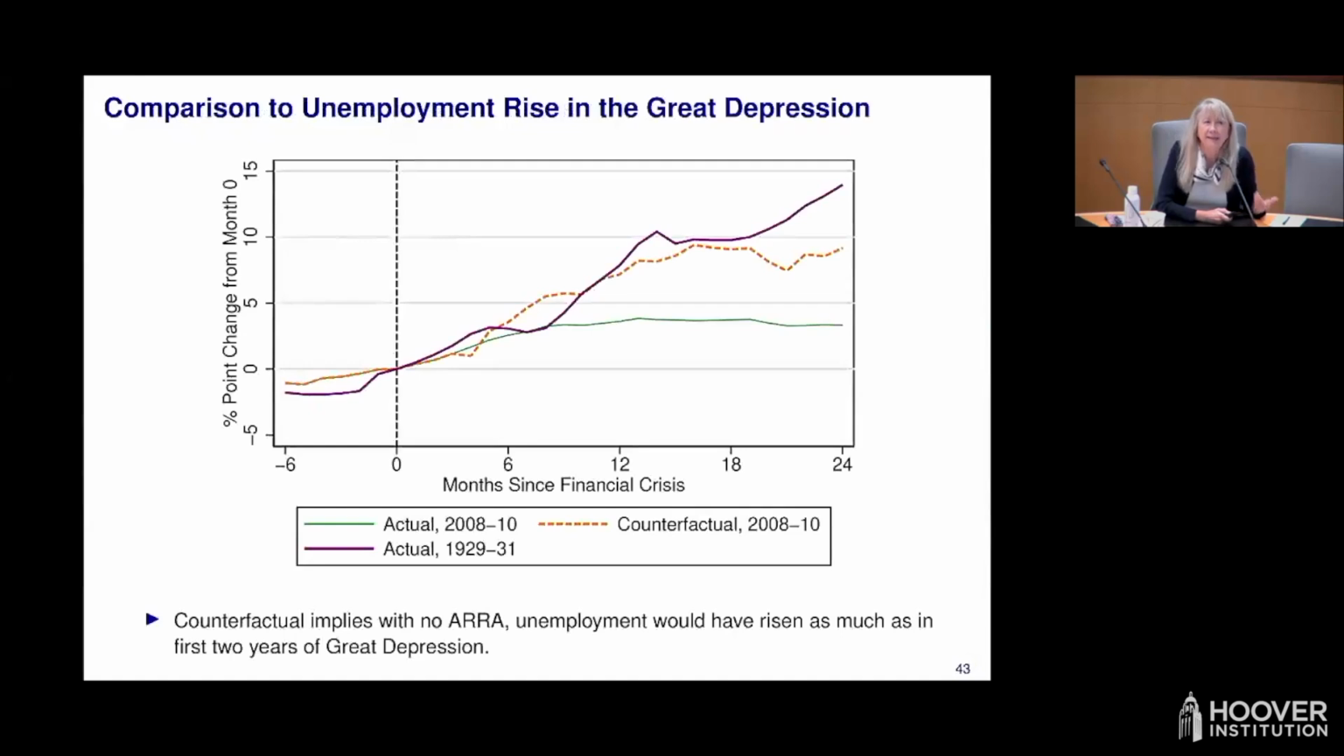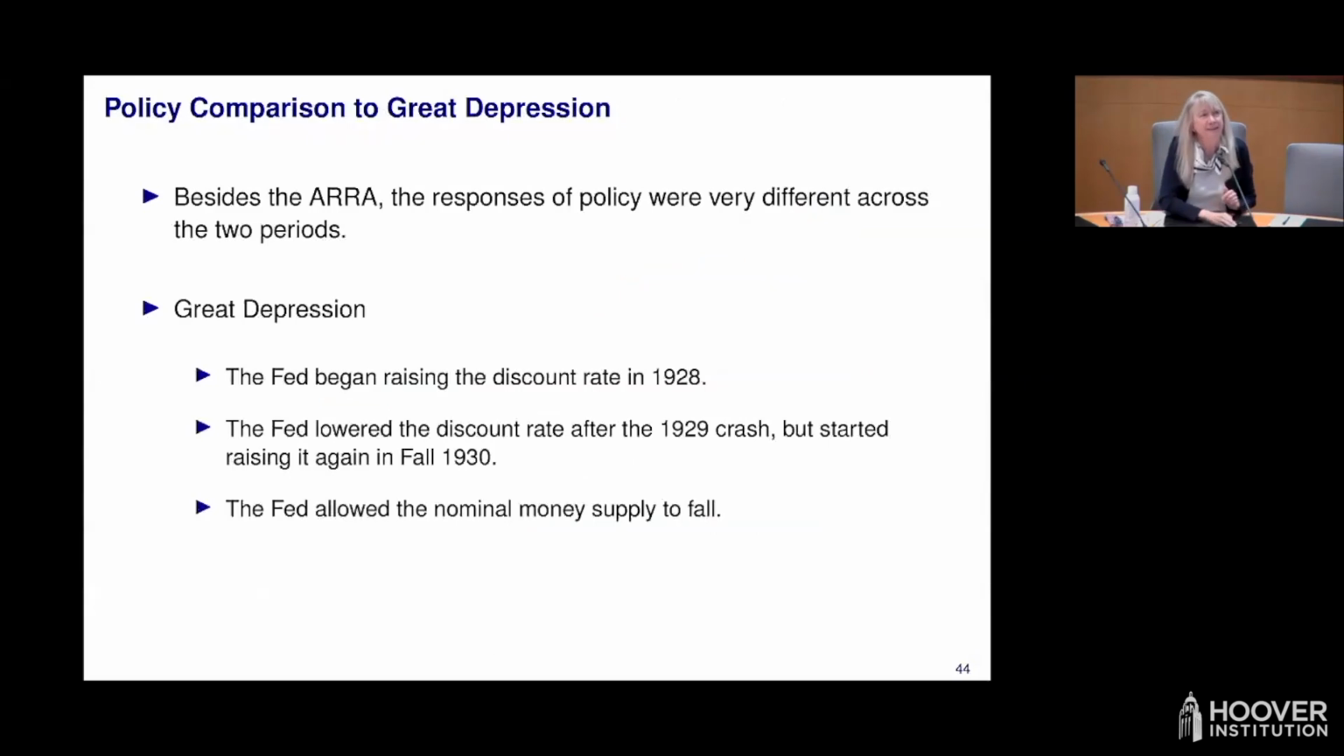Okay. Well, I did show this at this conference where Ben Bernanke was so modest relative to GDP that it's kind of ridiculous. Well, so, policy comparison to the Great Depression. Besides the ARA, the responsive policy was very different across the two periods, okay?